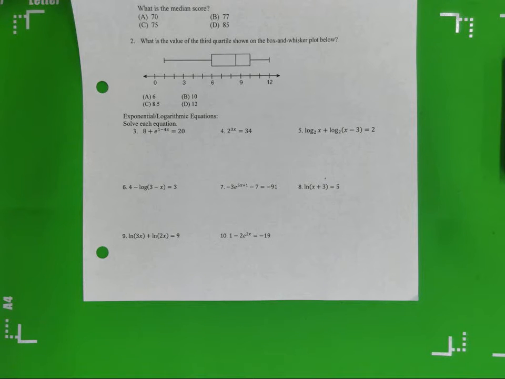Where's my timer at? Six minutes. Here we go.